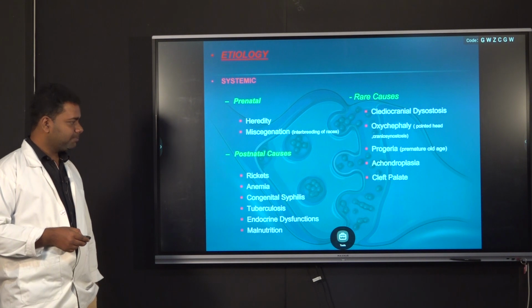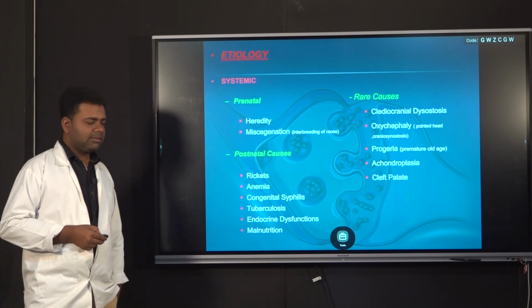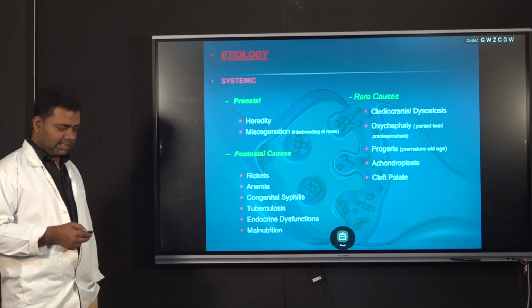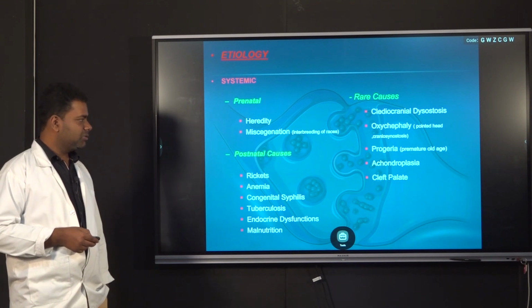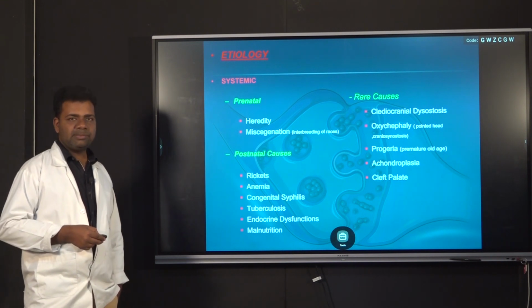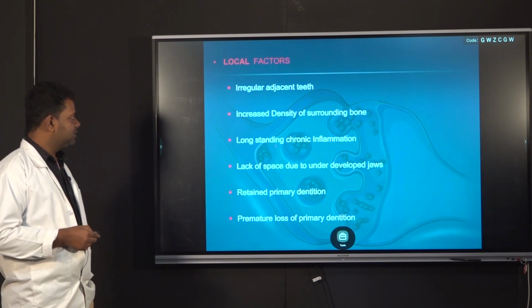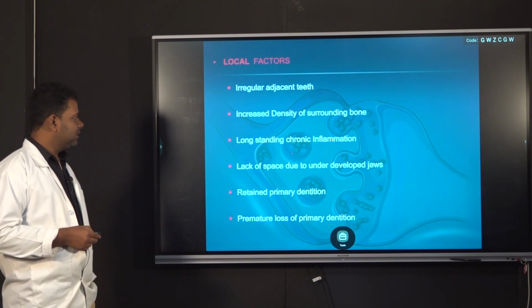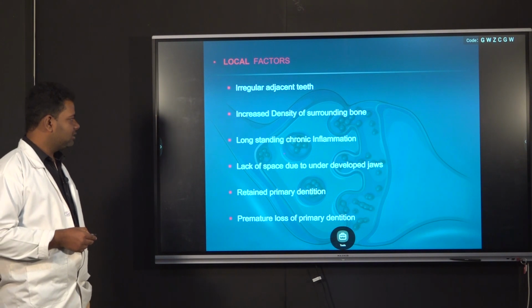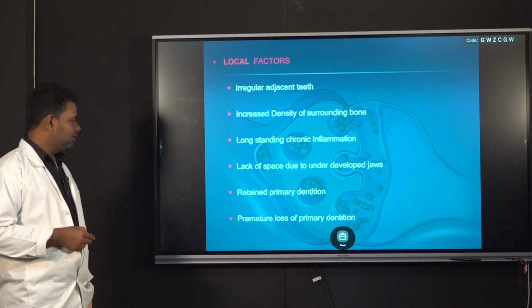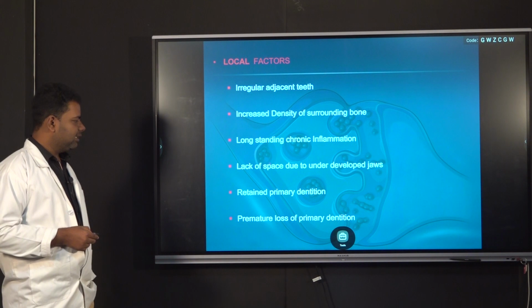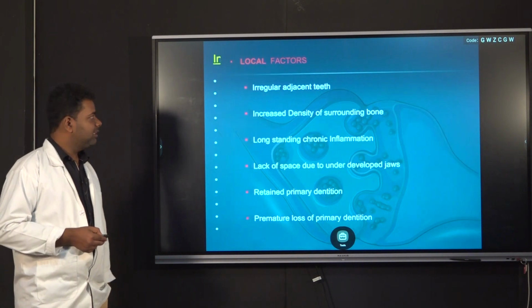Cleft palate is the most common head and neck congenital disease, which can result in impaction of the tooth due to the malunion of the muscles present in the palate. And these are the local factors, which include irregular adjacent teeth, increased density of the surrounding bone, long-standing chronic inflammation, and premature loss of primary dentition, which can result in the impaction of the teeth.